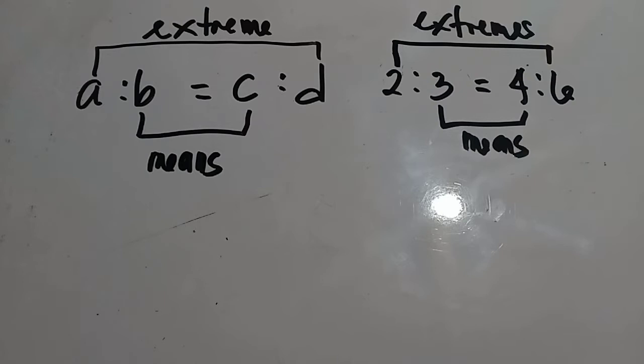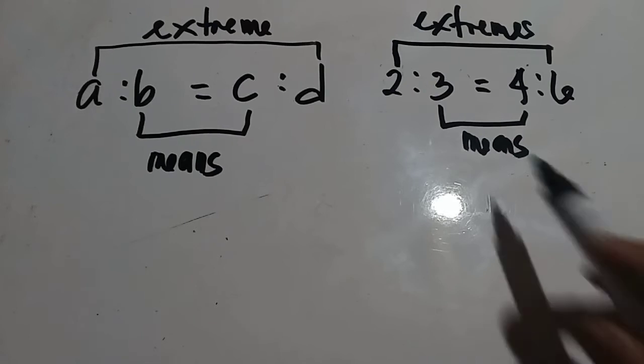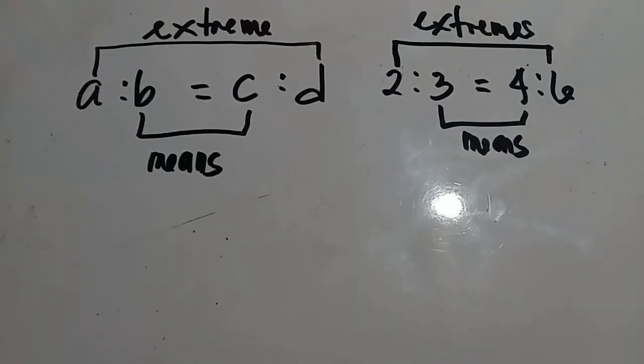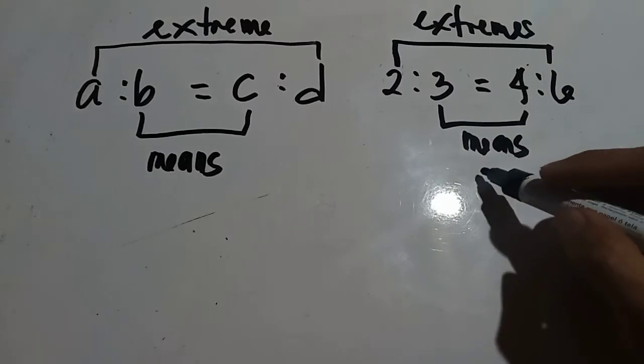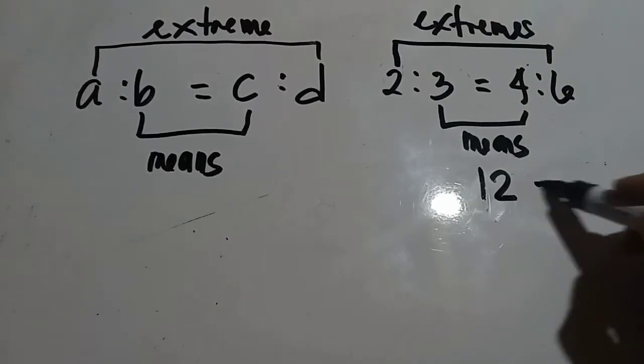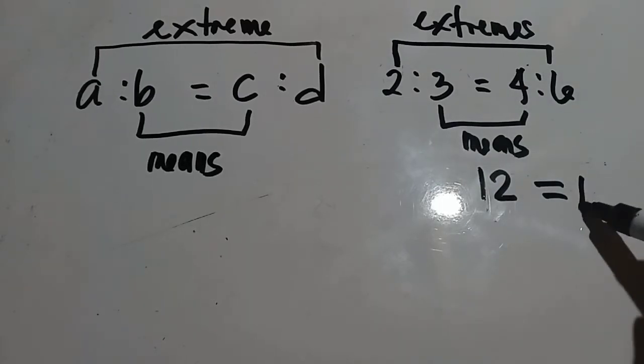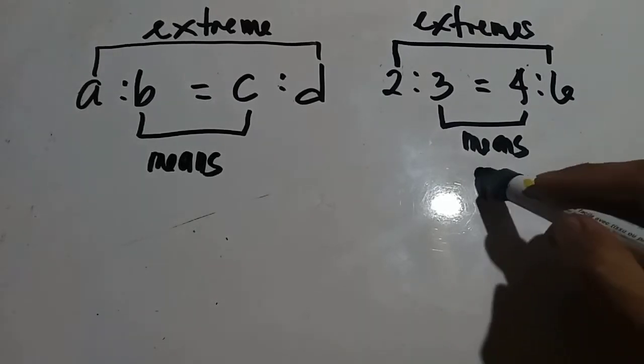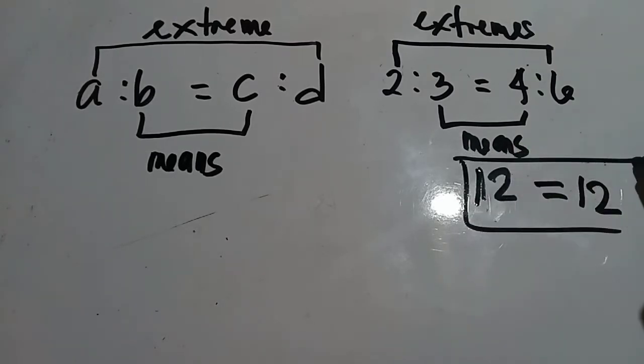So ito ang ating extremes. So now, paano natin malalaman kung ang ating problem ay proportion? So ano nga ba ang proportion? Proportion is an equation that shows two ratios are equal. So ibig sabihin, the product of our means is equal to the product of our extremes. So now, i-multiply natin yung 3 and 4, that is 3 times 4, that is what? That is 12. How about our extremes? 2 times 6, that is 12 also. So ibig sabihin, ang ating dalawang ratios are equal. So this is an example of proportion.